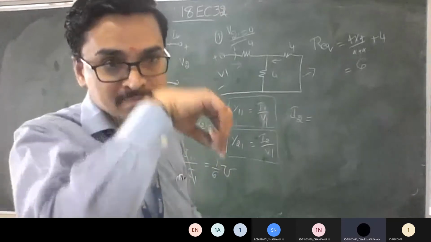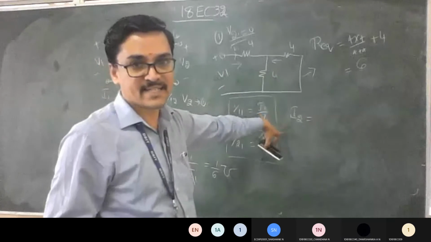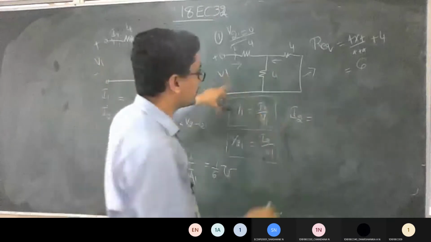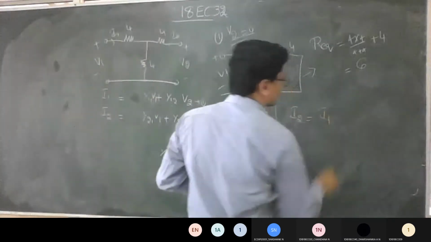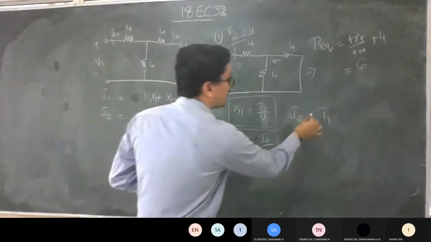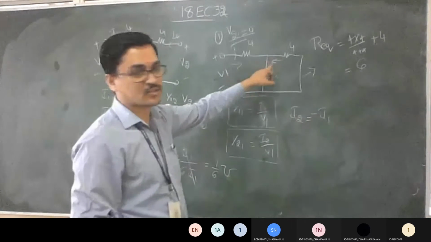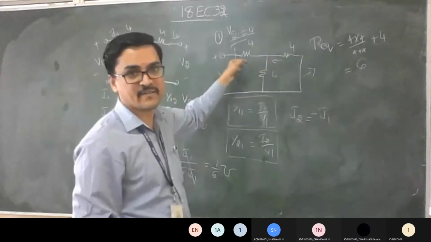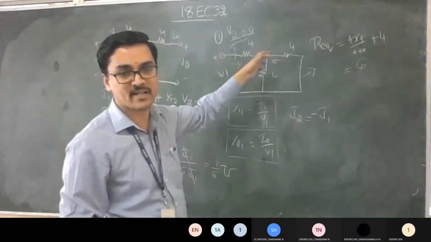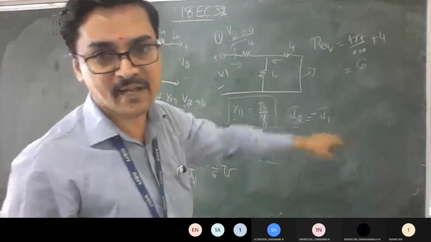Okay, fine. See now, I am taking branch current as I2 and main current as I1. But what I am telling is, instead of writing I1, I will write minus I1. Why? Look at these two directions. This is I2 and this is I1. Both are in opposite direction. That's why the main current is minus I1.